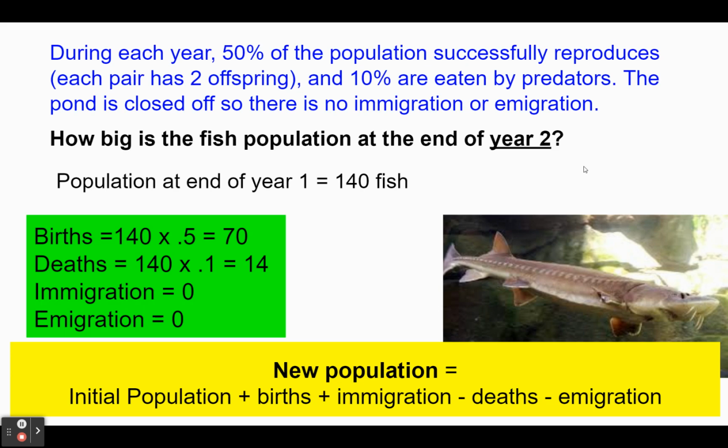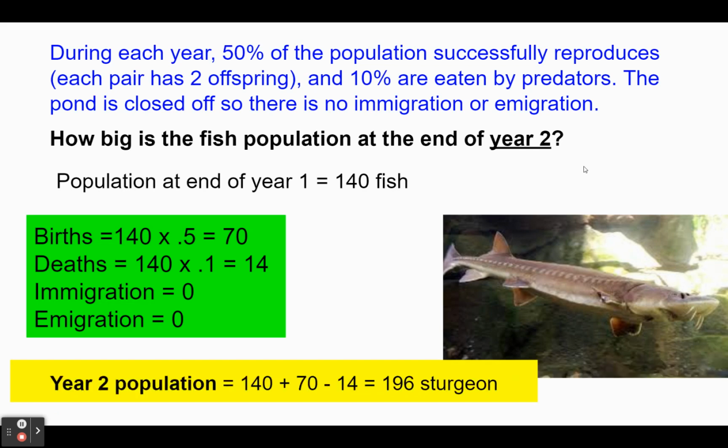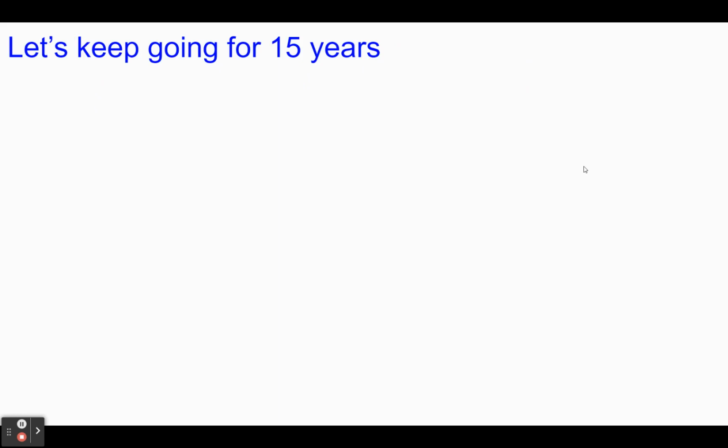So now we can plug in these numbers, and our year 2 population is going to be 196 sturgeon at the end of year 2. And you might notice that we increased by 40 in year 1, but now we've increased by 56 in year 2. So we've added even more fish. Let's keep going for 15 years.